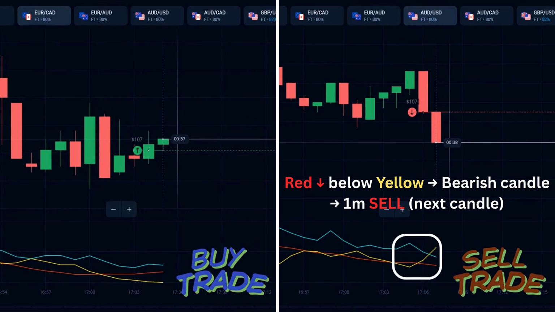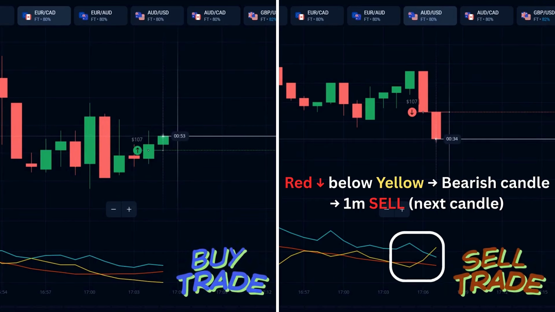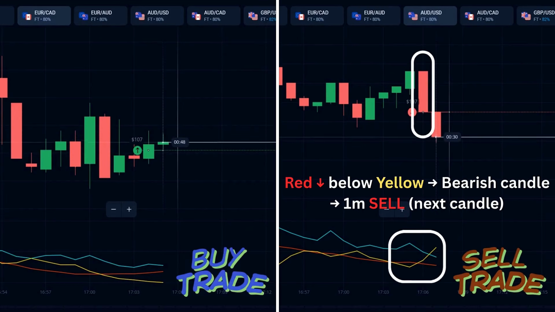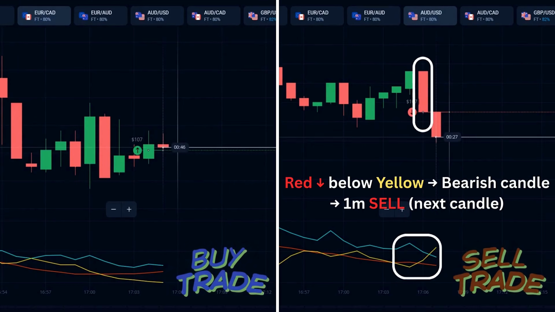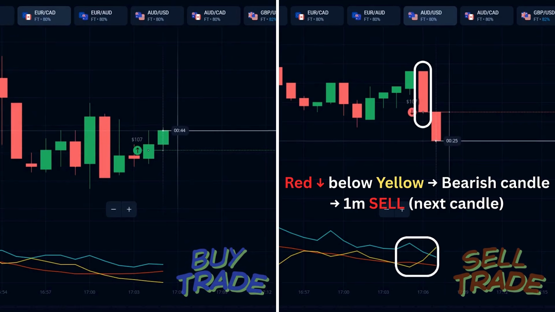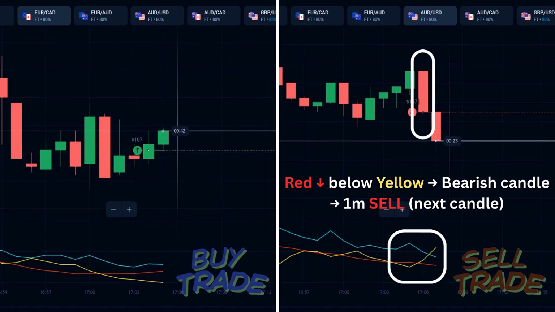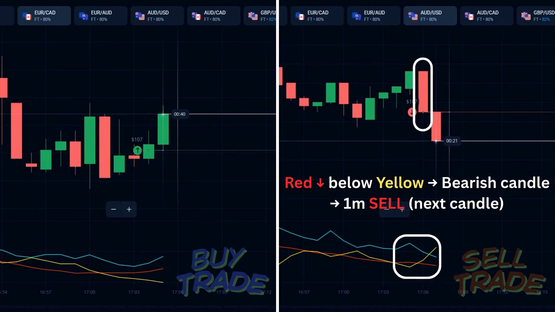For a sell trade, watch again for the red and yellow lines. When the red line crosses downward below the yellow line, strength is shifting downward. Confirm that the candle where the cross happens closes bearish, or near the bottom half of its body. After that candle closes, place a 1-minute sell trade on the next candle.